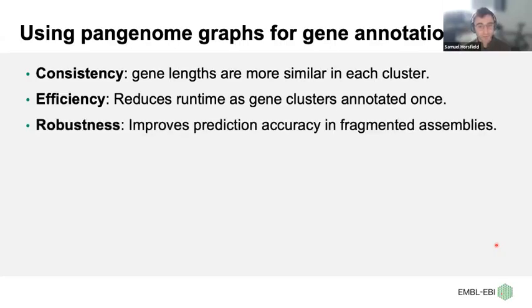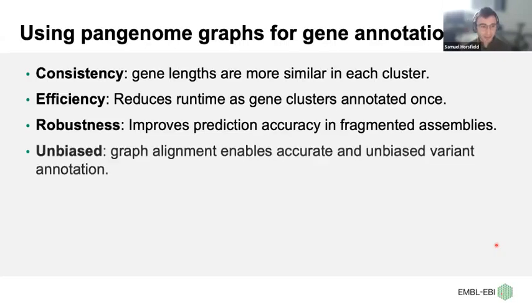Robustness, so using a pangenome graph allows you to use information from other genomes to improve the accuracy, particularly in fragmented assemblies. And you can also use graph-based annotations to provide an unbiased way of accurately annotating variants used in GWAS, for example.